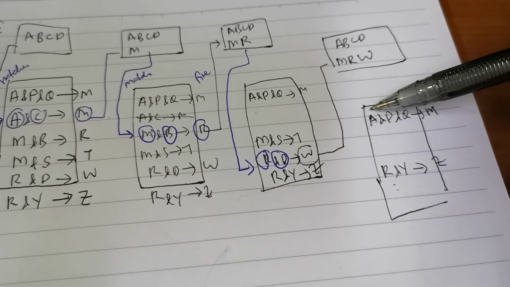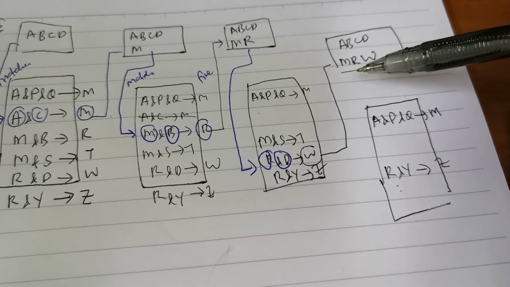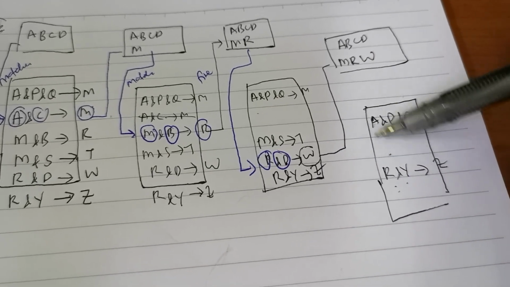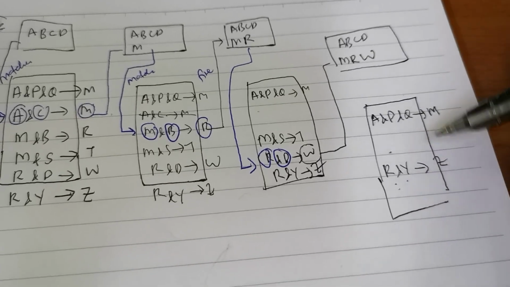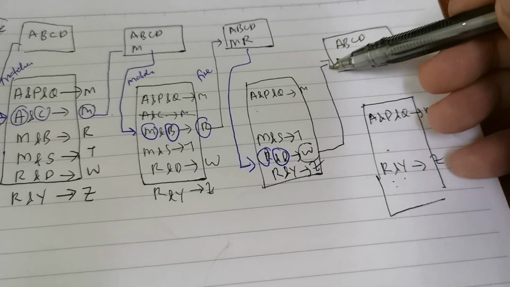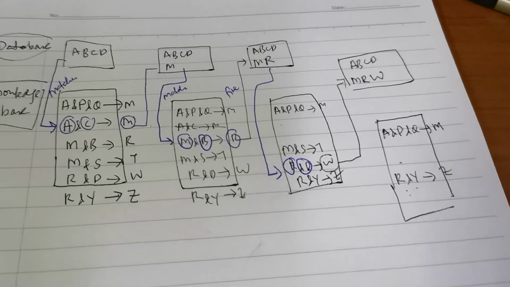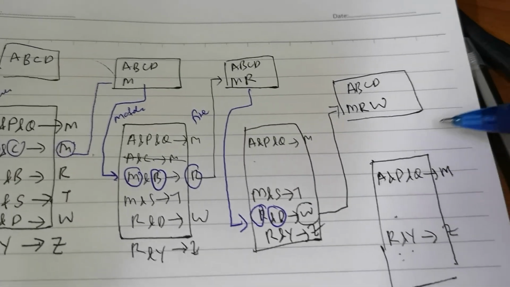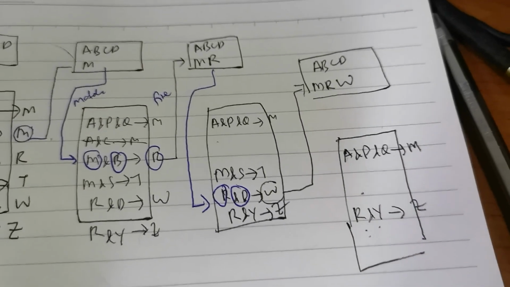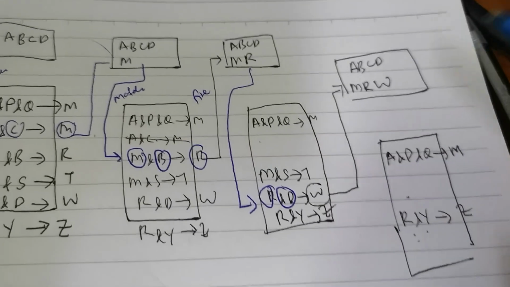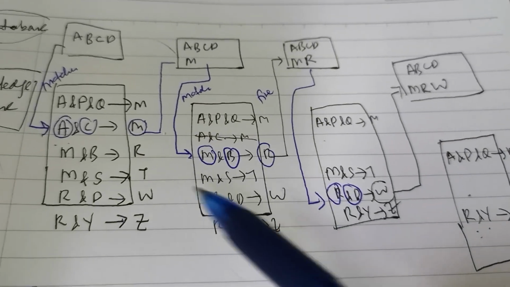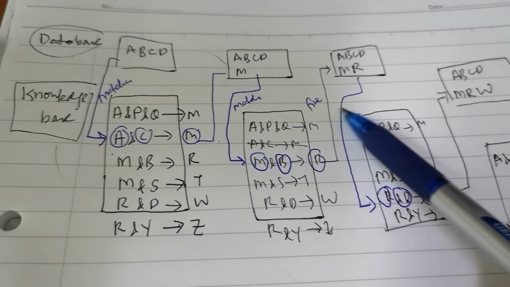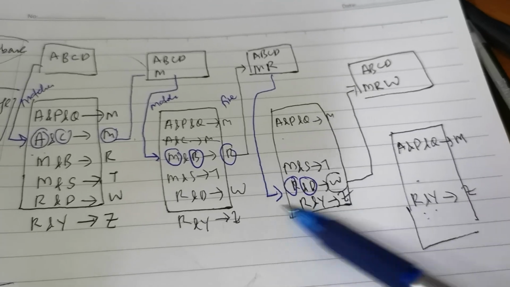M and S not there, A, P, Q not there. So that's it, up until here only. This cycle stops because there are no more rules to fire or execute. So how many cycles? This one is one cycle, two cycles, three cycles.